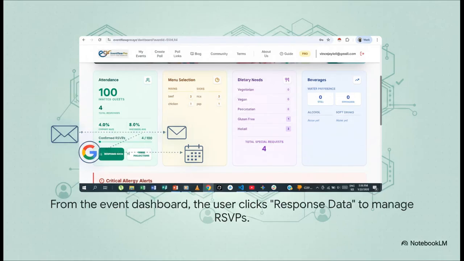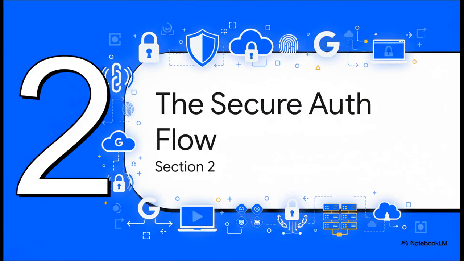So once they're logged in, they land on their event dashboard. Now, to manage the guest list and see who's coming, the organizer will click on response data for their event. This click is actually what gets the ball rolling on connecting their Google account. Clicking that button kicks off the whole secure connection process with Google. So let's take a look at exactly how that works.